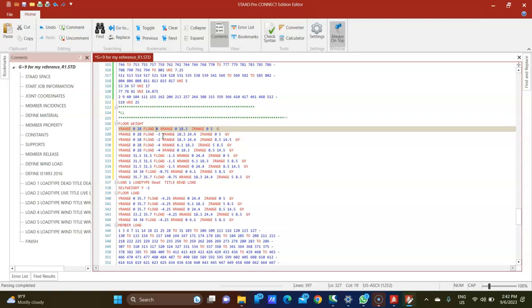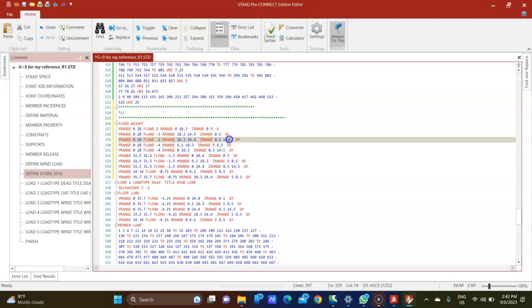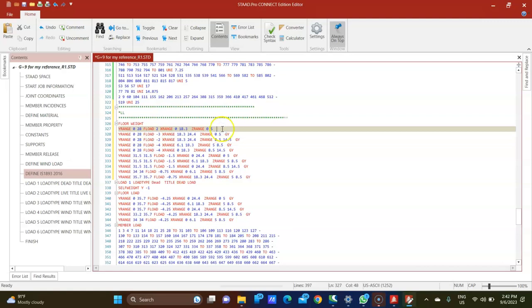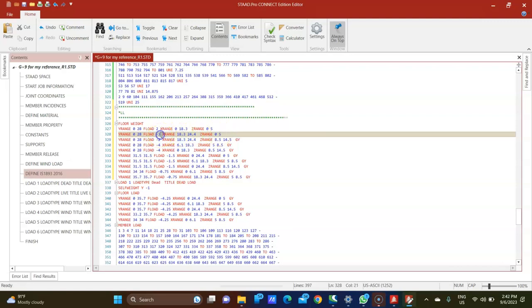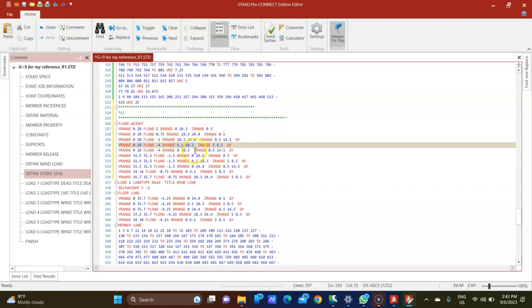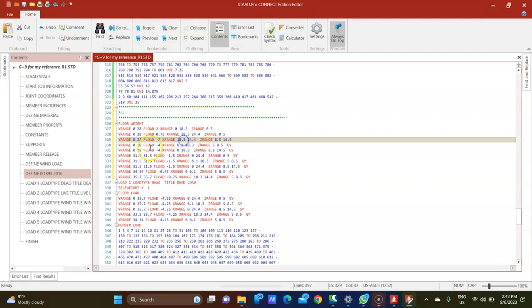So change it to second one. First three. How much it will be? 25% of three. How much? 0.75. Next, 2 means how much? 0.5, 0.25. 2 means 0.5, and less than 3 means 25%, 0.5.